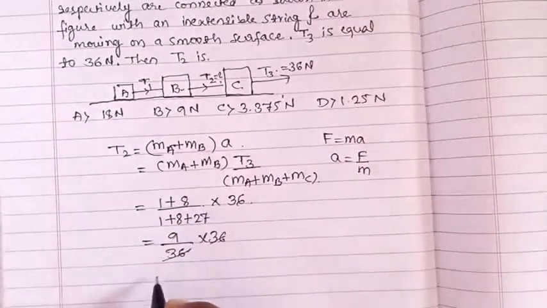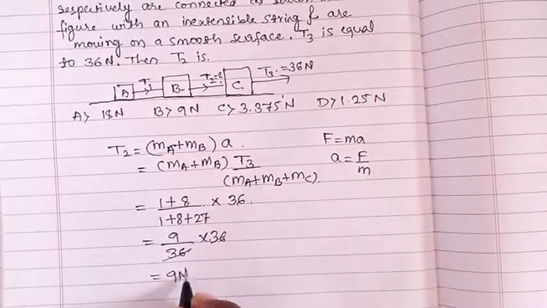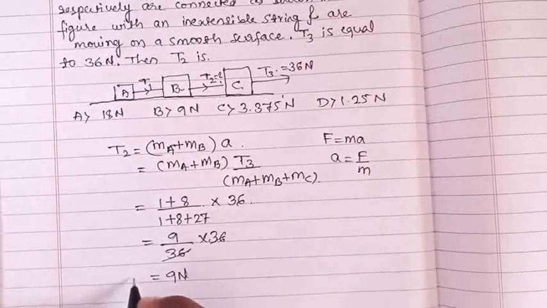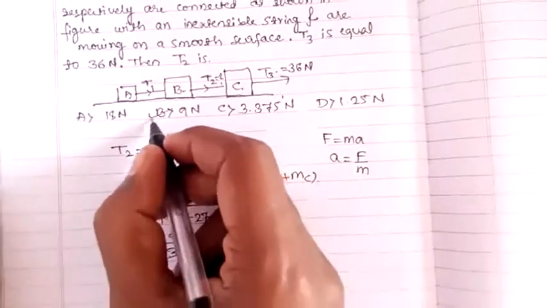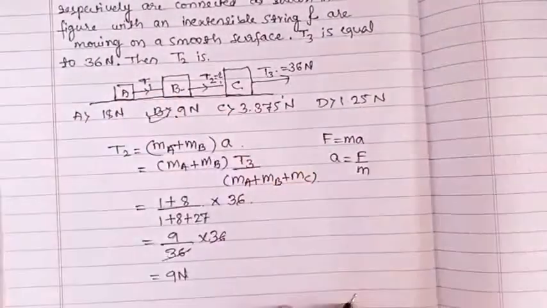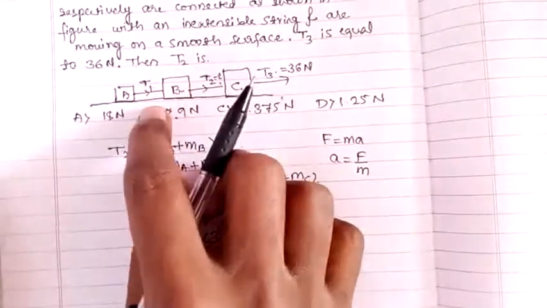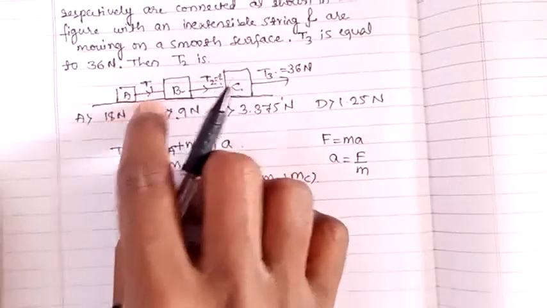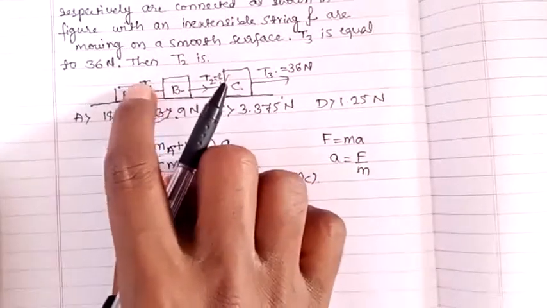The 36 gets cancelled. Then what is the answer here? 9 Newton. So which is the correct option here? The second one is the correct option. Then what is the value of T1? The value of T1 is nothing but it is pulling only block A now.